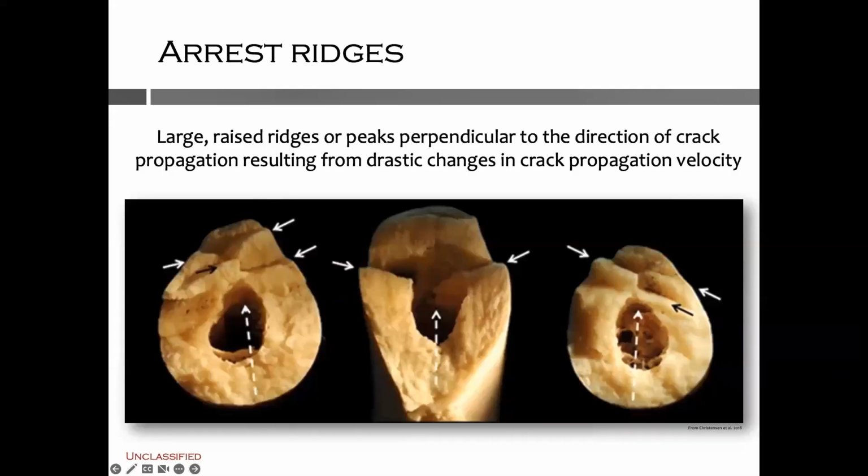Arrest ridges often appear very prominently on bone fracture surfaces. In bone that fails in bending, there's not a distinct halt in crack propagation. However, as the crack reaches the compressive side of a bending fracture, there will be drastic changes in the velocity of crack propagation. The cracks will slow down very rapidly once they reach the compressively loaded part of a bone. And this will result in pronounced ridges or peaks that are referred to in bone as arrest ridges rather than arrest lines. Arrest ridges will be aligned approximately perpendicular to the direction of crack propagation.